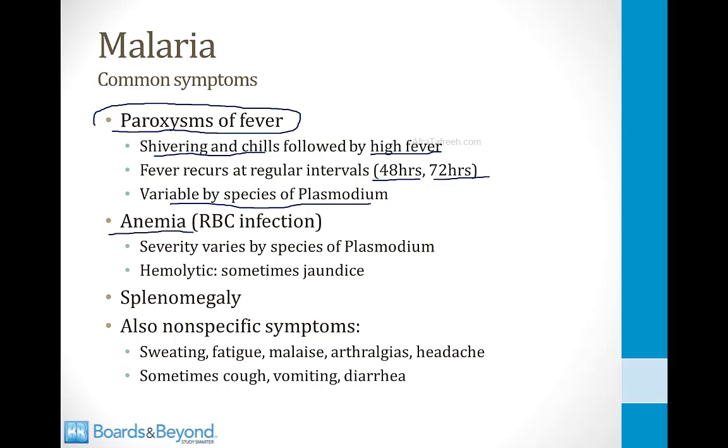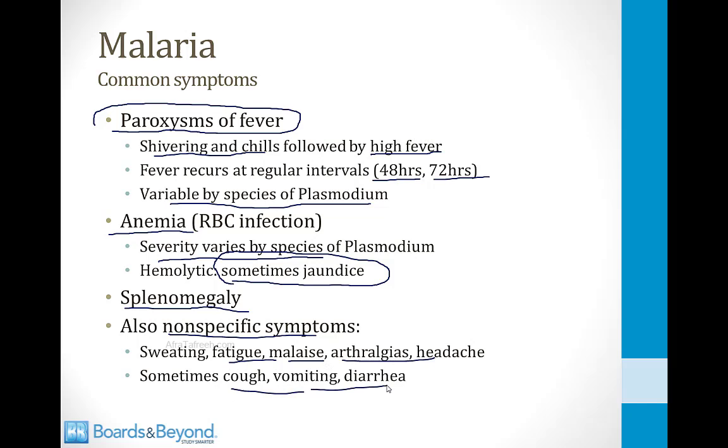Anemia is going to be a classic symptom of malaria, obviously because those red blood cells are being destroyed by the infection. The severity varies by species of Plasmodium, and it can be a hemolytic anemia and sometimes lead to symptoms of jaundice, so people with malaria can develop yellowing of the skin. The spleen is often enlarged because it's trying to clear those infected red blood cells. And then finally, there are lots of non-specific symptoms of malaria, things like fatigue and malaise, headache and arthralgias. Sometimes there's cough or vomiting or diarrhea.